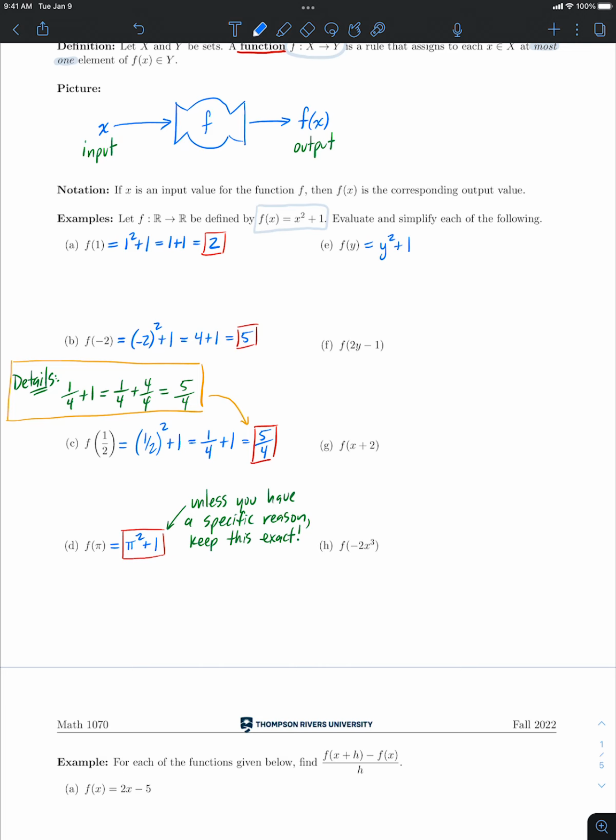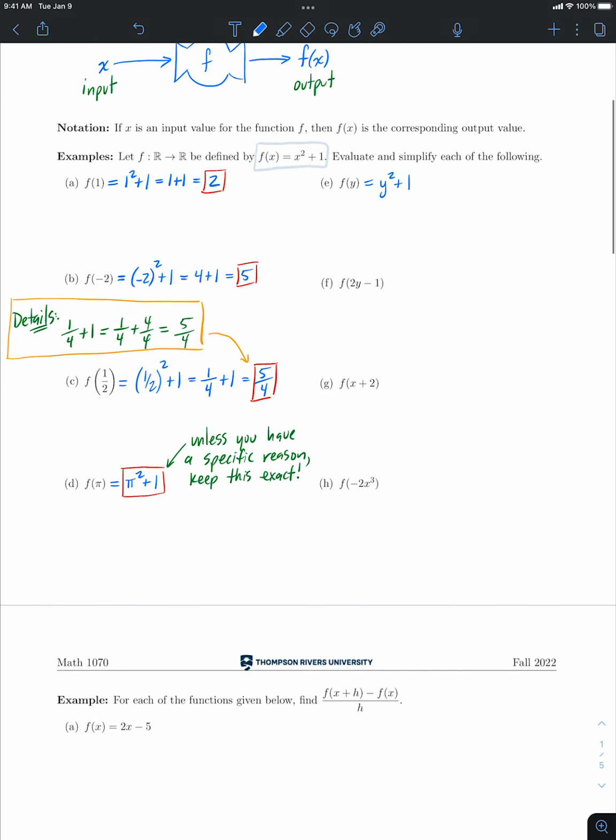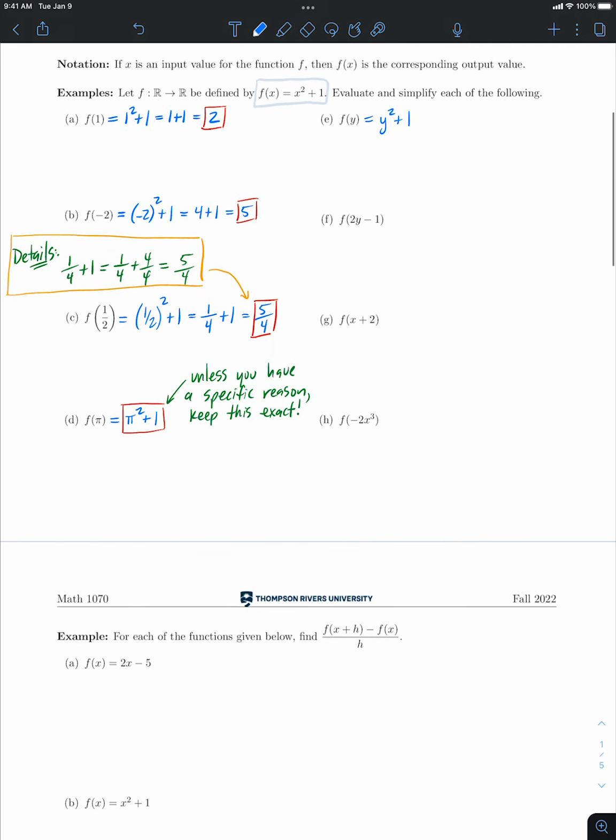Okay, now it's going to get interesting. Well, it's already interesting. Now it's going to get more interesting. So how about f of 2y minus 1? So we've got a whole mathematical expression being plugged in as our input value. So just treat it as your input value, right? And use brackets to help keep things organized. So we've got our input value, which is 2y minus 1. Then we're going to square it and add 1, right? So that's what it means to square it and add 1.